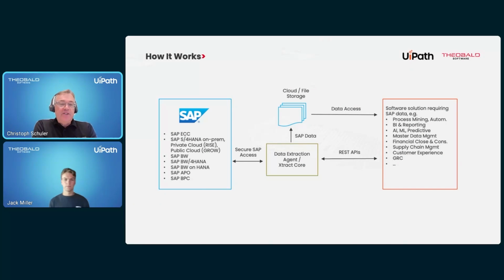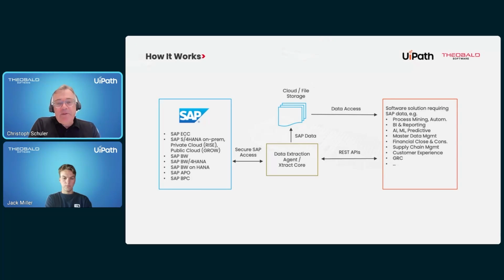All right, so I just want to spend a minute for maybe the more architects or technical folks in the audience to speak just a little bit about how this all works and comes together, at least at a high level. You see on the right-hand side of this diagram a solution like the one we just saw that Jack presented from UiPath process mining. This could also be any BI and reporting solution. This could be your AI, machine learning, or predictive solution, master data management, financial close, supply chain, customer experience, many others. Really any data that requires SAP data access.